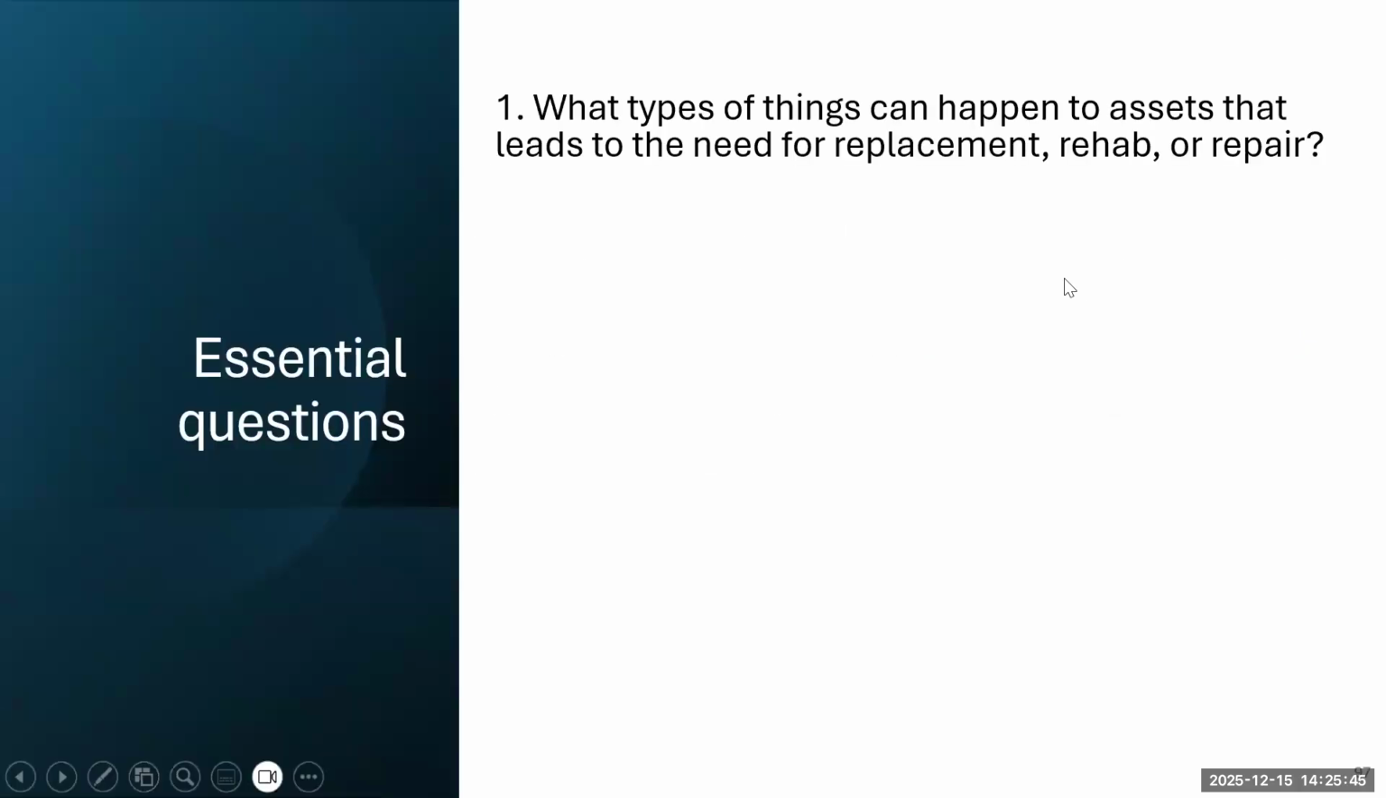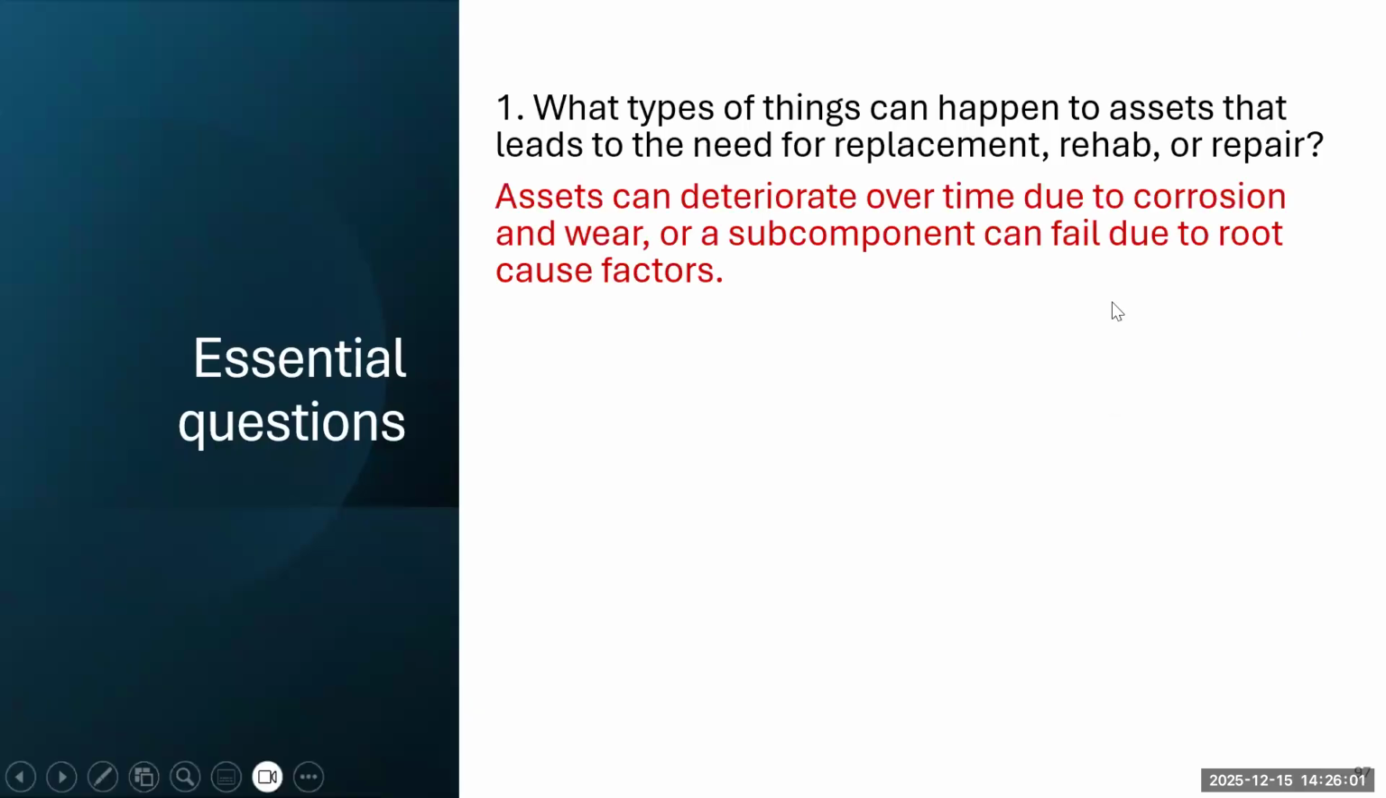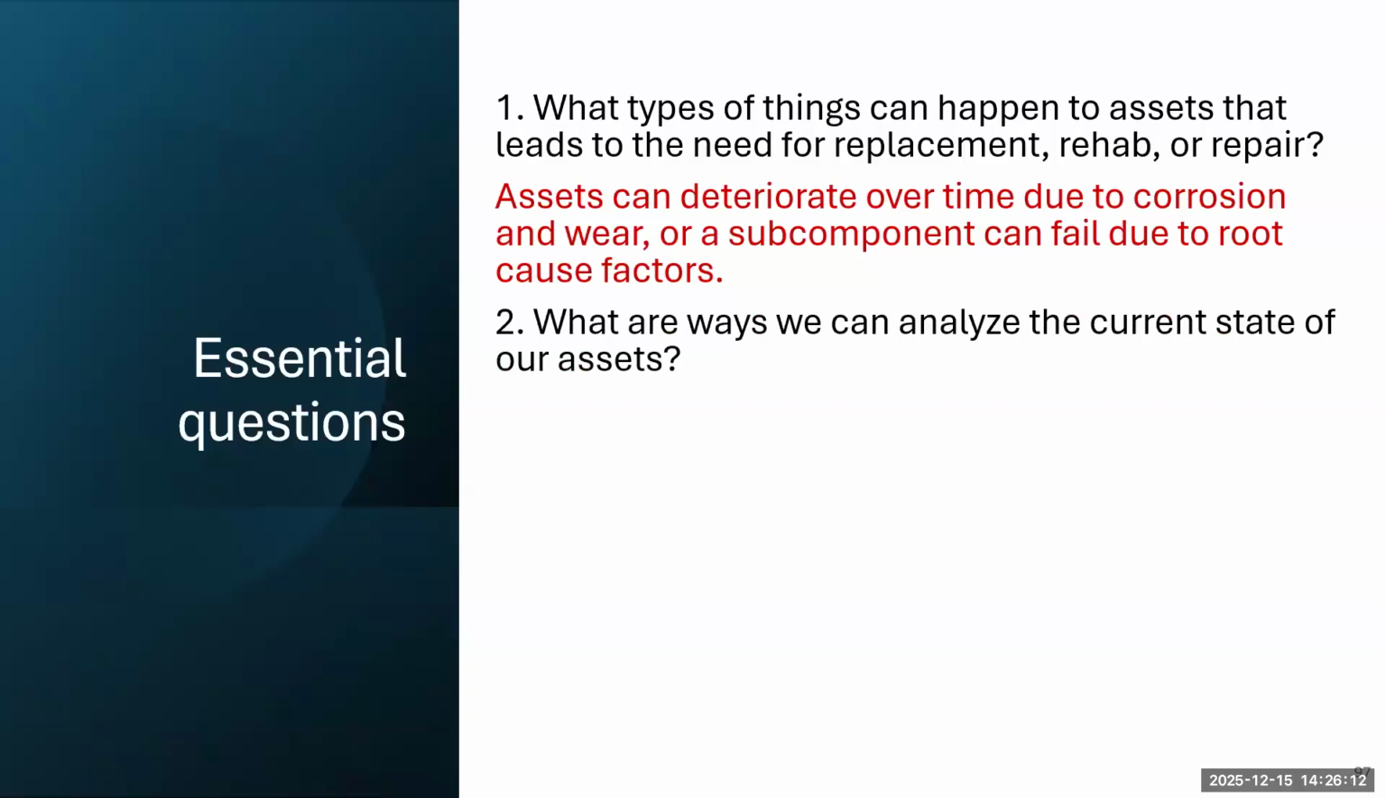And we posed some essential questions at the beginning of today's training, and we want to see how we did. The first thing we asked is what types of things can happen to assets that leads to the need for replacement, repair, or rehab? And what did we say today? We said that assets can deteriorate over time due to corrosion and wear, or a subcomponent can fail due to root cause factors. So environment is important.